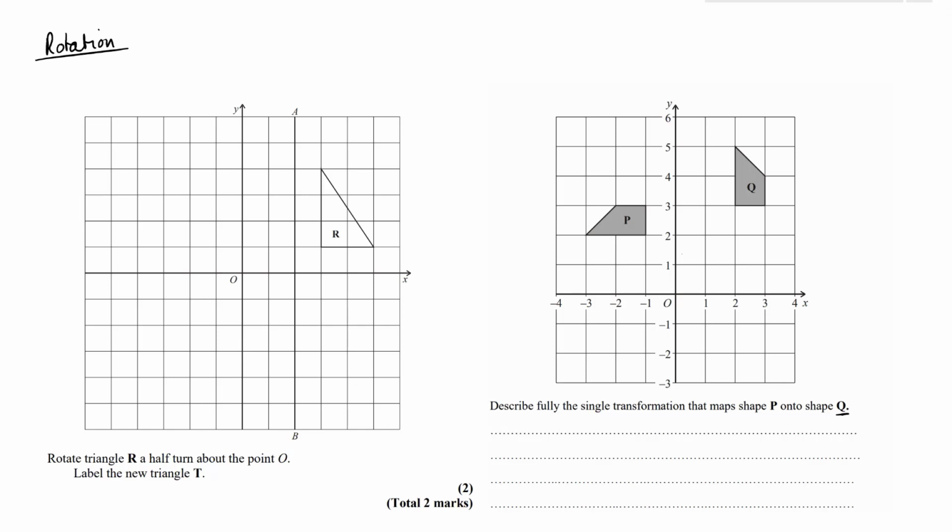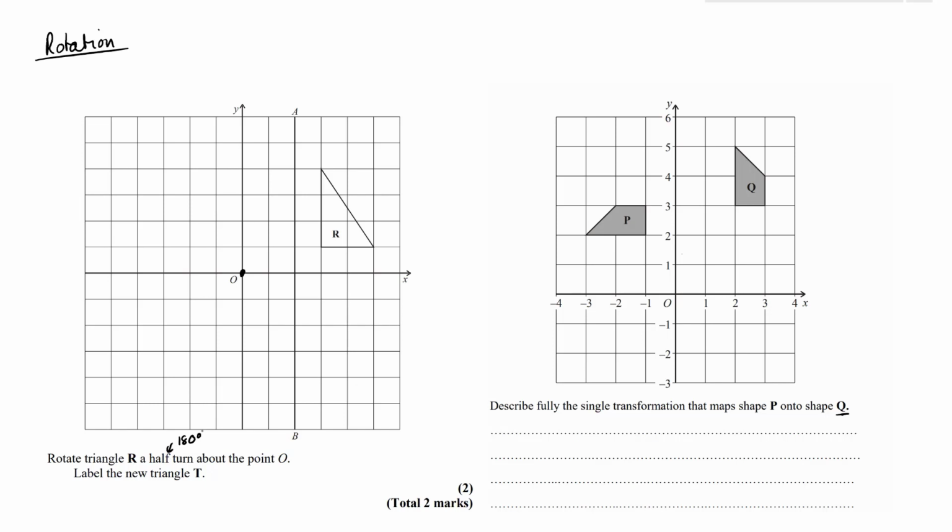So they ask you to rotate triangle R about a half turn about the point O. So the point O is the origin at the center, and we want to rotate a half turn. This half turn is just 180 degrees. Okay, so if we had a full turn, it would be 360 degrees around a point. A half turn, 180 degrees. A quarter turn would be 90 degrees.